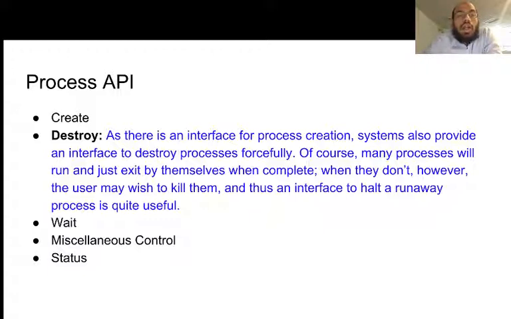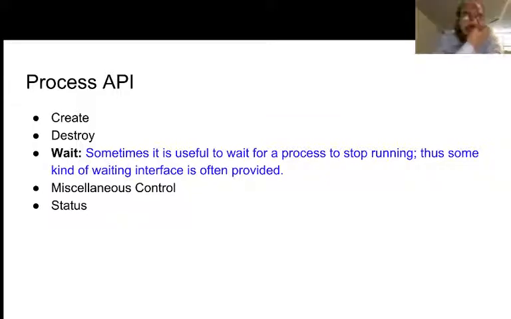And of course, many processes will run and just exit by themselves when complete, but you also want to be able to kill them whenever you want to kill them. Basically like exiting my Chrome. You want to be able to wait. Sometimes you basically want to wait for a page to load, for example, on Chrome. Or before you do something else, you might build a program such that before you do anything, you want to make sure that the child is now running and has made some progress into computations and so on.